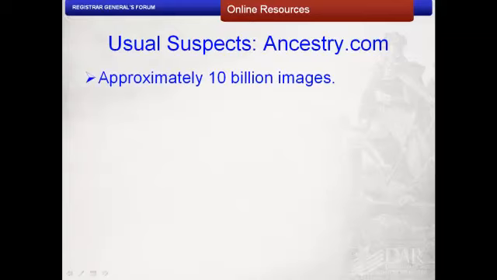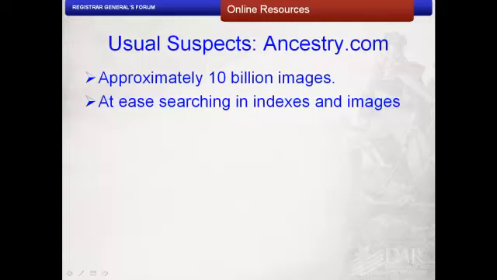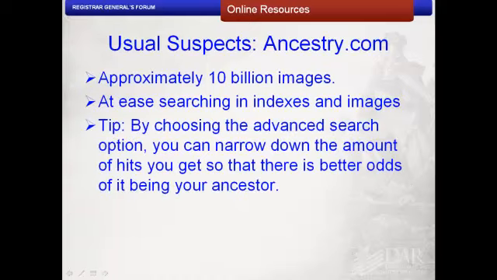Ancestry.com has approximately 10 billion images. Their search capabilities focus on easy searching of both indexes and images. This also leads to too many hits and negative evidence results, where the searching can lead to several individuals of the same name assumed as one. The default search is the wide search. A tip is to choose the advanced search option and to narrow down more and more with those hotkeys.